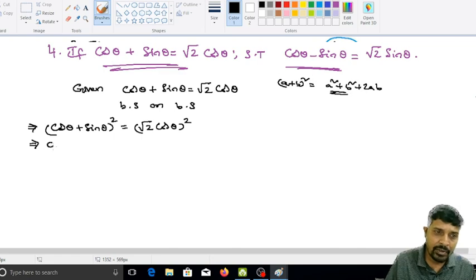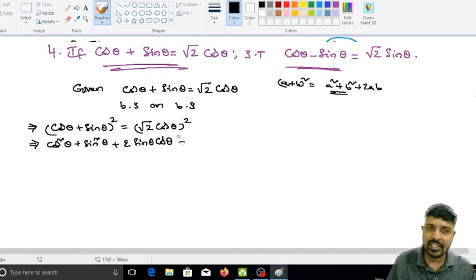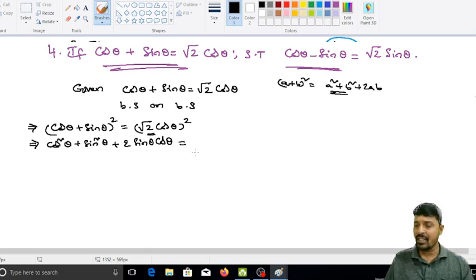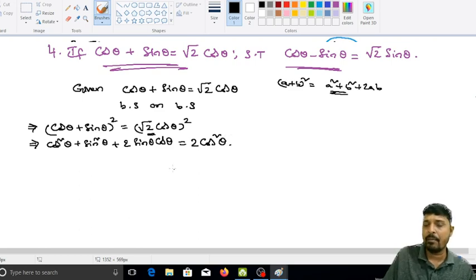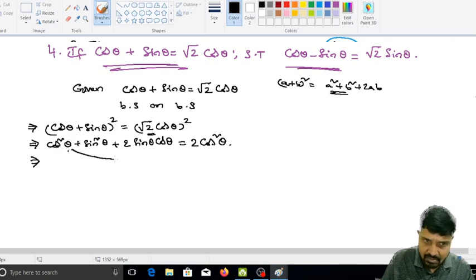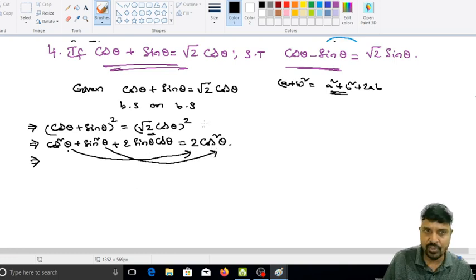Okay, now it is going to become cos square theta plus sin square theta plus 2 sin theta cos theta is equal to, here already we have root 2 whole square is going to become 2 cos square theta. So this is cos square theta. Now don't keep 1 here. Okay, just write this term and these two terms should be transposed. Okay, now tell me the next step.